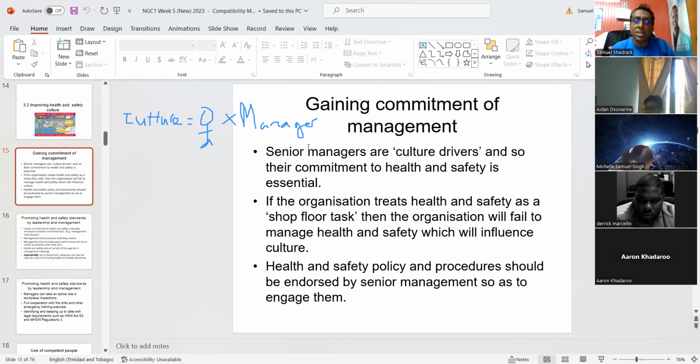So there's only two ways. So then the managers should take part in health and safety because that's part of culture. Managers should not treat health and safety as a shop floor task, right?